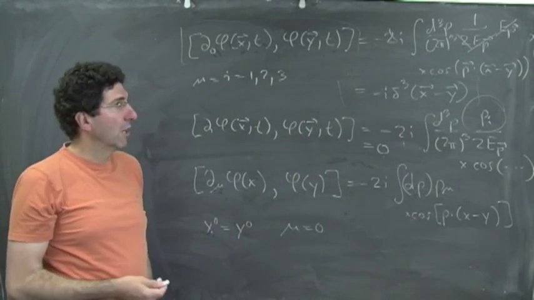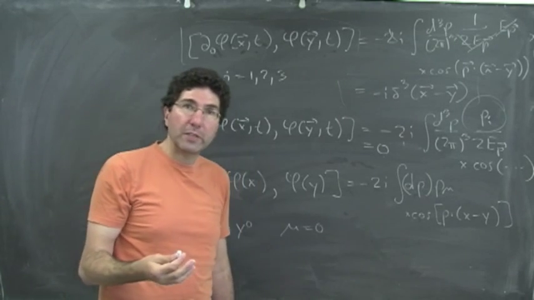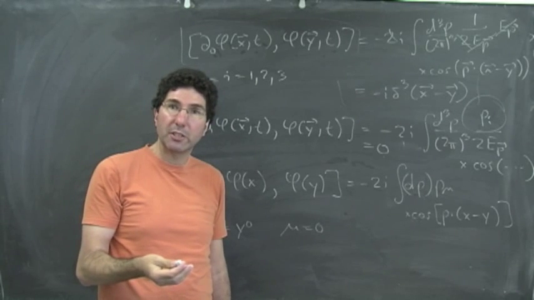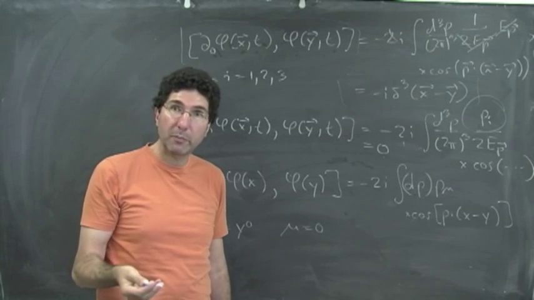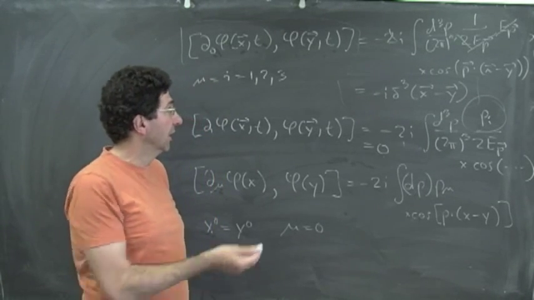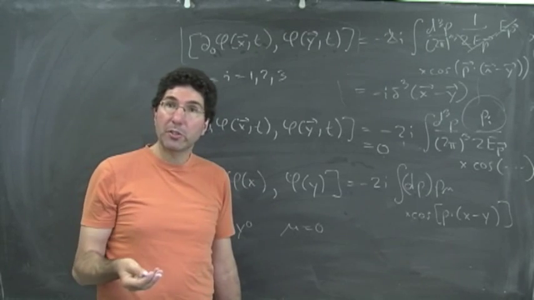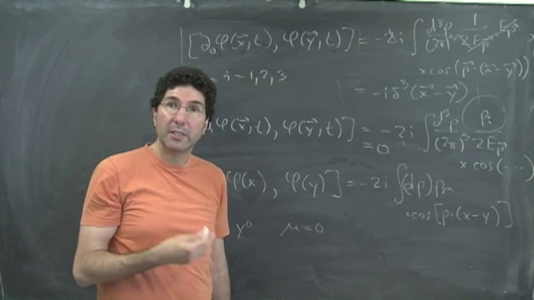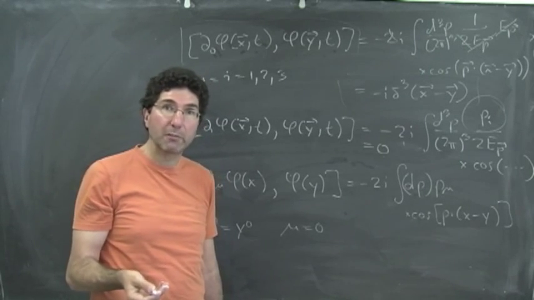Okay? All right, but here, what we've done so far is we've started from the commutation relations of the alphas and derived the commutation relations of the phis. We now want to turn it around and show that imposing this commutation relation on the phis gives us the commutation relation of the alphas. Okay?